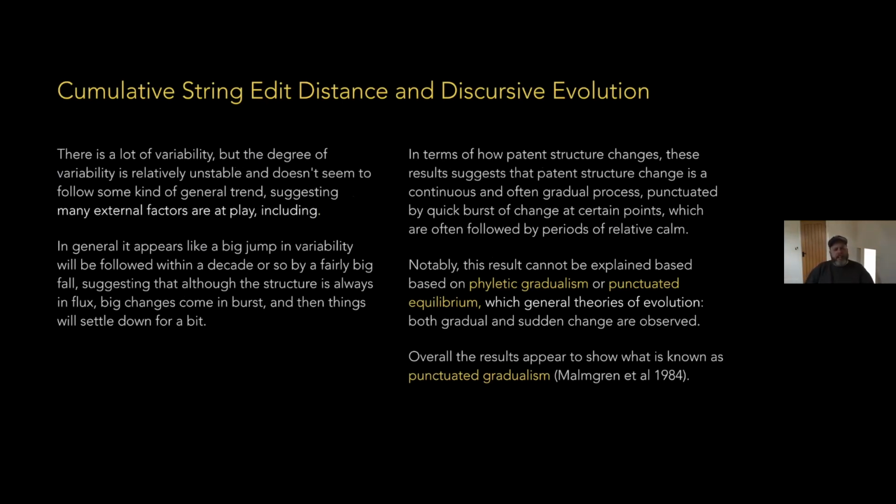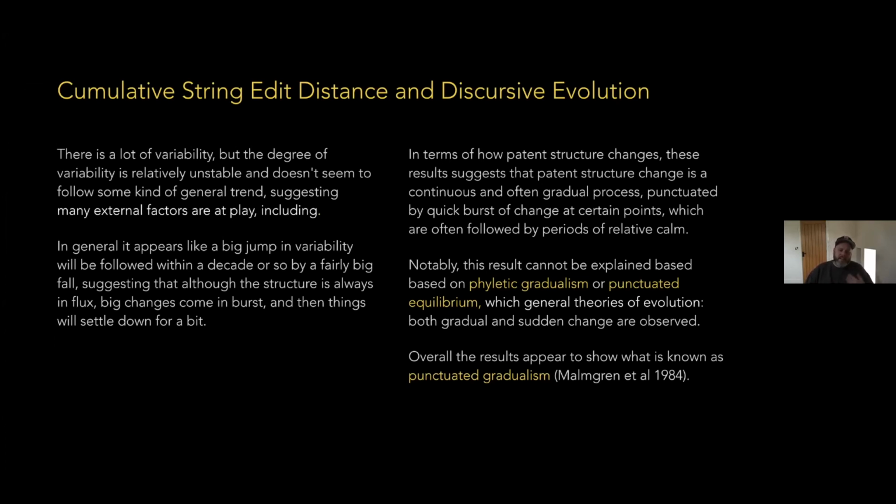Okay, so just to summarize where we're at, I think what we see is there's a lot of variability, but the degree of variability is relatively unstable. So it's not just a consistent slope, right? Sometimes it gets much more stable, other times it really speeds up, okay? So it doesn't seem to follow some kind of general trend. And to me, at least, I'm not sure if this is direct evidence, but it really suggests that many external factors are at play here. And then, sorry, I cut that off. I'll come back to that point later. So it seems like we have many different factors in play.